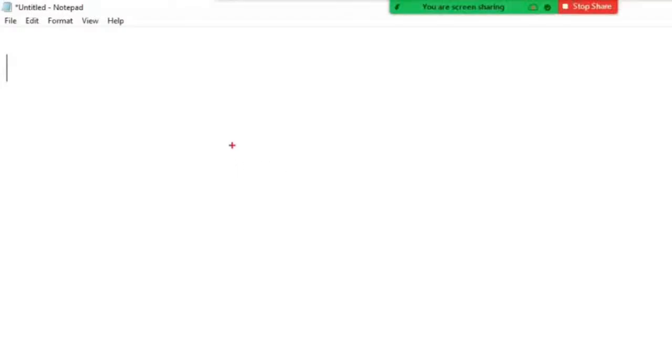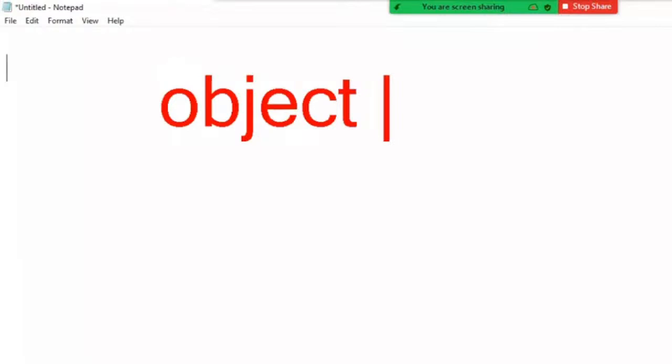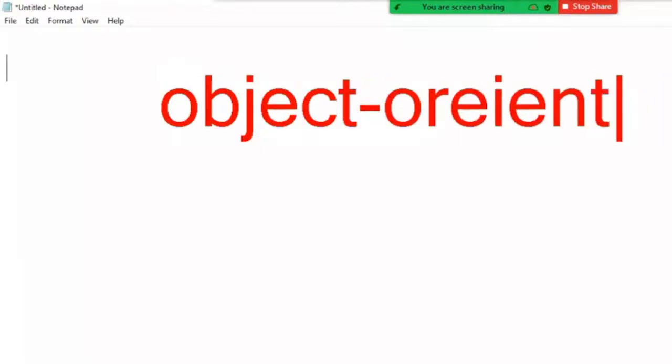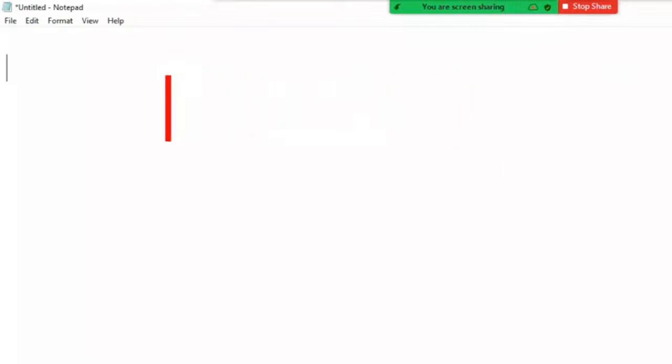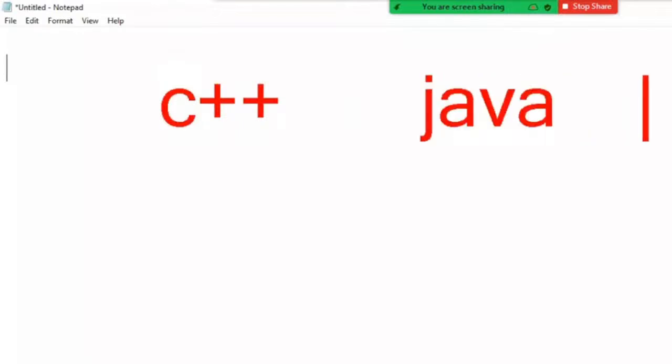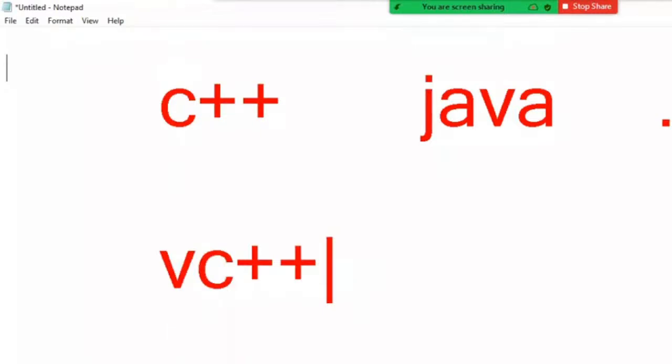Suppose so many object-oriented languages are there. A little bit of technical knowledge is there. Object-oriented languages are there worldwide. Maybe so many fellows have an idea, no? What are the object-oriented languages worldwide? C++ is an object-oriented language. Java is a popular object-oriented language. C# .NET is an object-oriented language. VC++ is an object-oriented language. That's why so many object-oriented languages are there.